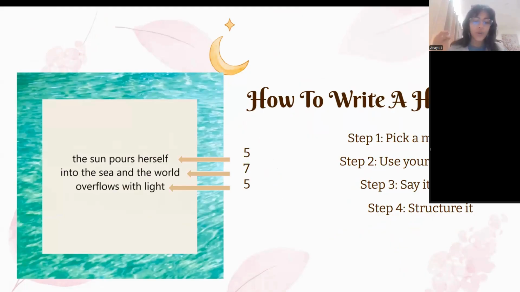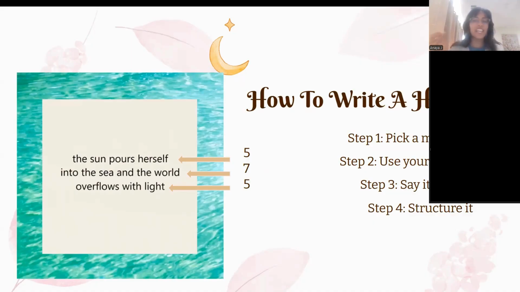Step two would be using your senses. What do you see, hear, smell, feel? And don't say words like beautiful or peaceful. Say what makes them feel that way. Is it the hush of the leaves? Is it the chill on your sweater? All sorts of things.